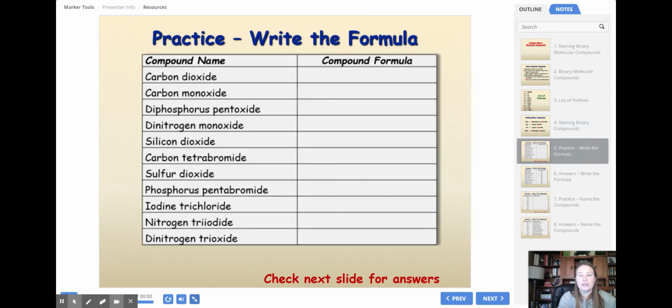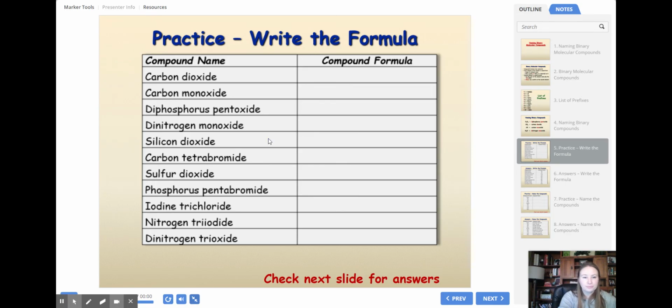Here are some for you to try. So think about what these would be written as. Carbon dioxide, we just looked at, that was CO2. Carbon monoxide, that's CO. Diphosphorus pentoxide, that is P2O5. Dinitrogen monoxide, N2O. What about silicon dioxide?